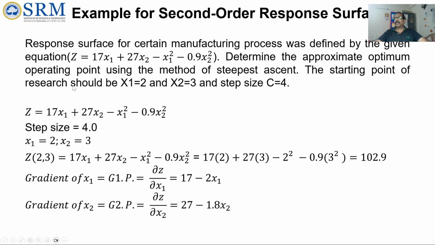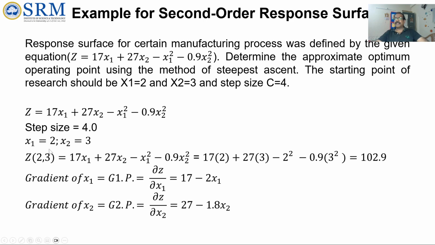Determine the approximate optimal operating point using the method of steepest ascent. The starting point should be x1 equal to 2, x2 equal to 3, and the step size uniformly, how much they want to increase, is 4. The equation is z equals 17x1 plus 27x2 minus x1 whole square minus 0.9 x2 whole square. Remember, in this kind of problem you have to be very careful about signs, points and squares. The step size is also given as 4.